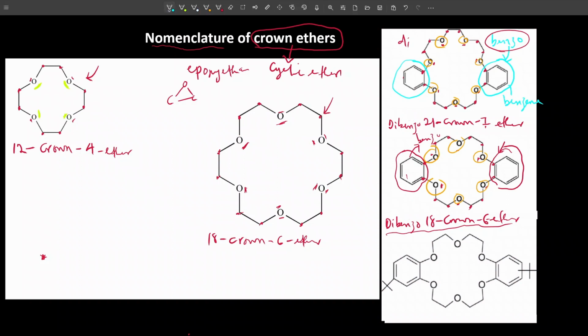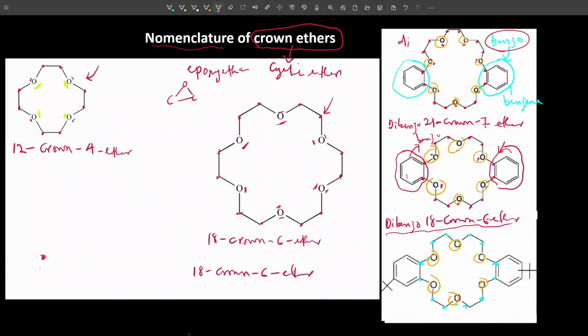Let us name the crown ether by counting the number of atoms we have. We have 1, 2, 3, 4, 5, 6, 7, 8, 9, 10, 11, 12, 13, 14, 15, 16, 17, 18. Okay, so this is 18 crown. Now count the number of oxygens we have. We have 1, 2, 3, 4, 5, 6. So this is 18 crown 6 ether. That is the name of the crown ether.